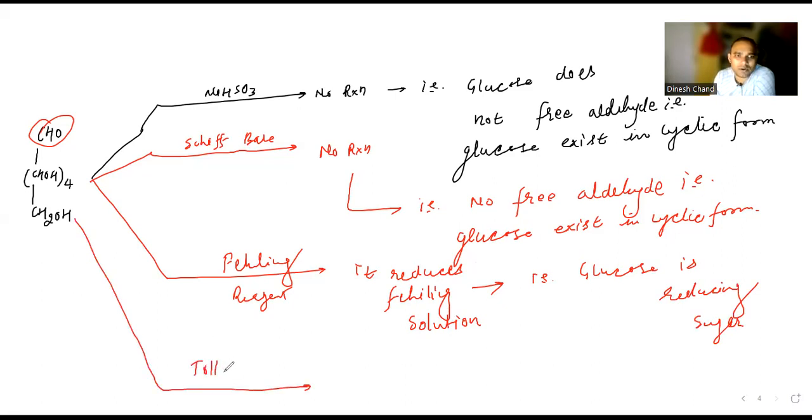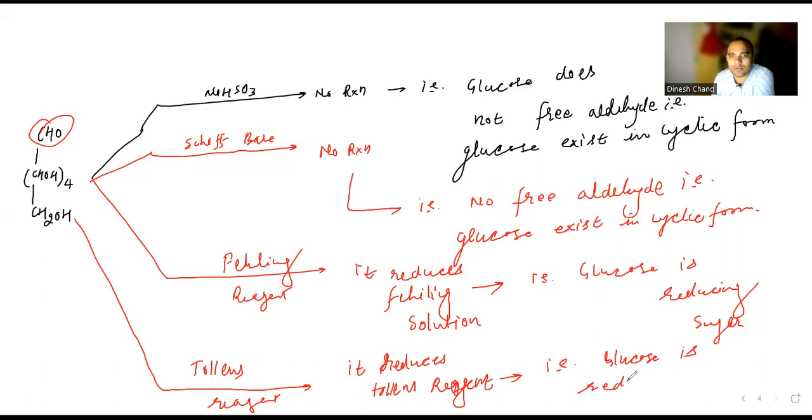Tollens test. Tollens reagent or Tollens test, student. So it reduces what, student? It reduces Tollens reagent, student. Since it is reducing Tollens reagent, it confirms that glucose is a reducing sugar. Glucose is a reducing sugar. So this is all about the concept, student.